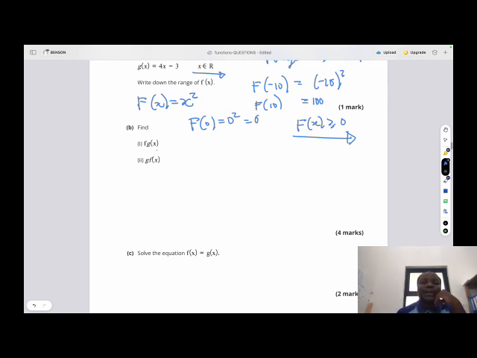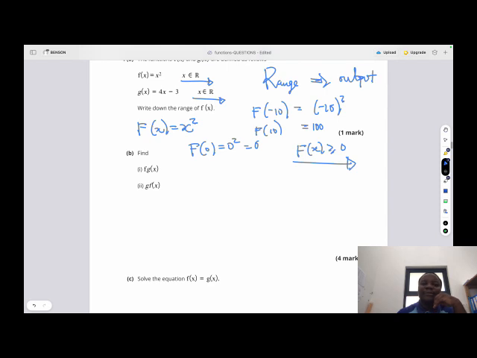Now let's look at B, where it says find f of g of x. F of g of x means that into our f function, which is x squared, where there is x, we are going to replace the g function. We've already looked at that. So if my x becomes g, it simply means my f of g of x becomes 4x minus 3, then squared. So we are just expanding this.